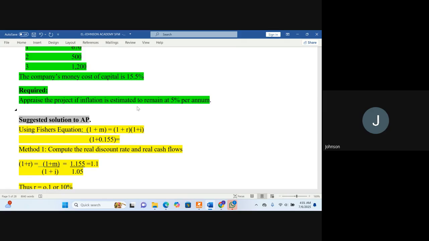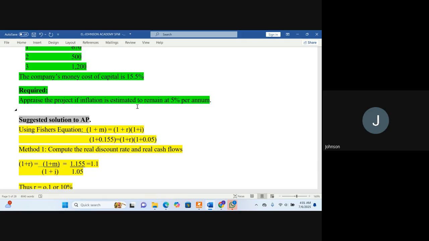It's one thing to know it. Another thing is for you to be able to press your calculator during the exam. Okay, then the next one is 1 plus R. We don't know what R is because we are looking for R. We are trying to get the real cost of capital. We don't want inflation on it. So then we now say 1 plus the inflation rate, which is 5%, so 0.05. That is our inflation rate.